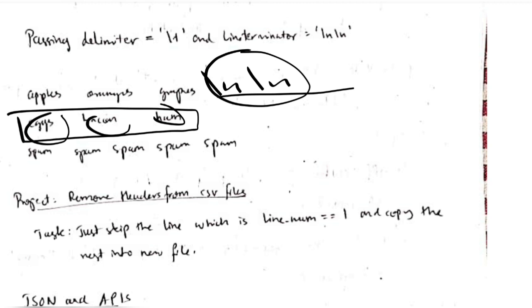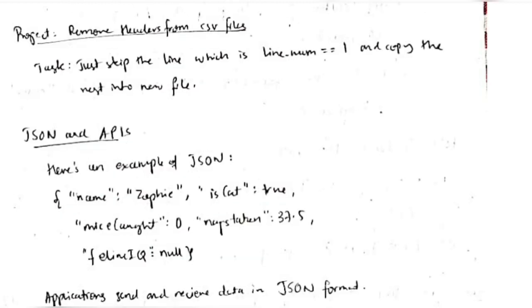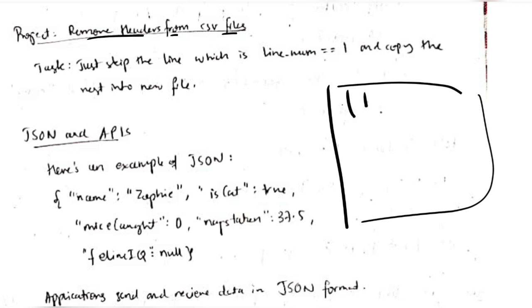We have a small project here. Our task is to remove the headers from the CSV file. For example, in any program, the first row will be the header row. If you want to remove the header row from the CSV file, what we have to do is just skip the line which has line number 1.